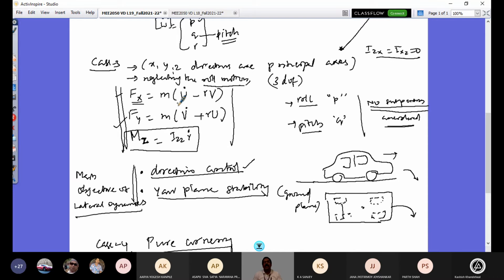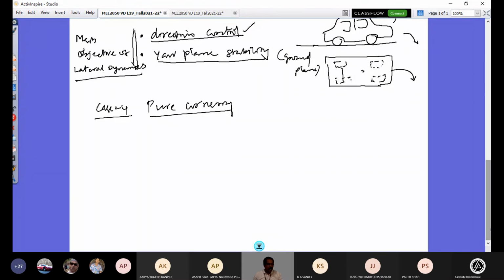So the speed of the vehicle is constant if I consider the forward direction. And this equation is not necessary. I require only these two equations. So that is what is called pure cornering. So pure cornering says U is constant.